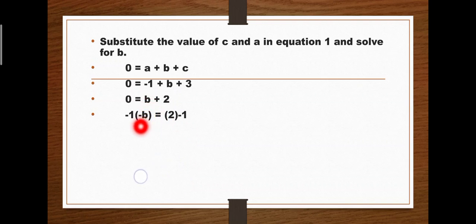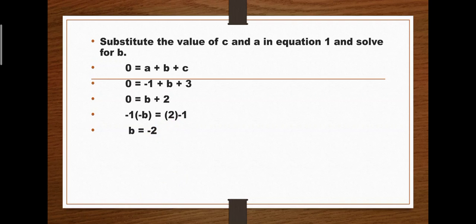So, positive b becomes negative b, right? So, negative b is equal to, the 2 just remains on the right side, so its sign stays the same. Since b cannot be negative, what we will do is divide or multiply both sides by negative 1. It's up to you whether you divide or multiply by negative 1, because whichever you use, multiply or divide, the result is the same. So, negative 1 times negative b becomes positive b. Then, 2 times negative 1 is negative 2.